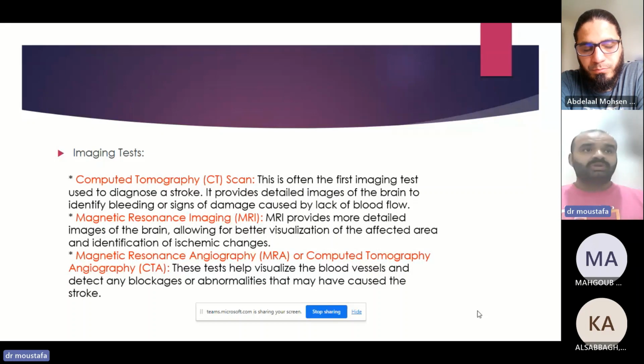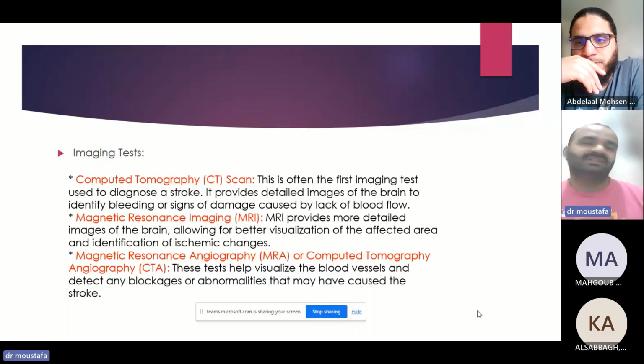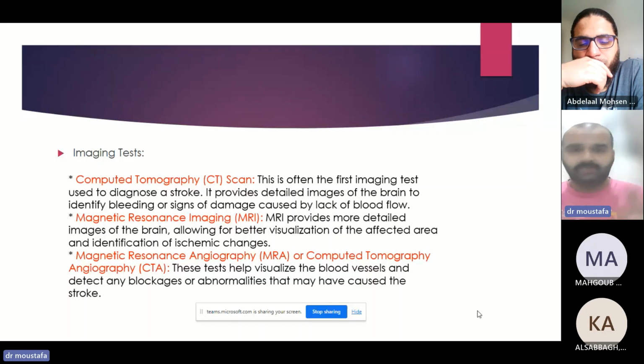So there's one thing that patients might be unfortunate about: ischemic stroke might not appear in the CT in the first 48 hours. So what to do now? Let's take another step, which is the MRI. MRI provides a more detailed image of the brain, and it gives more visualization of the affected area. Hence, it can identify the ischemic changes if there's ischemia. If there's hemorrhage, CT will mostly catch it, right?